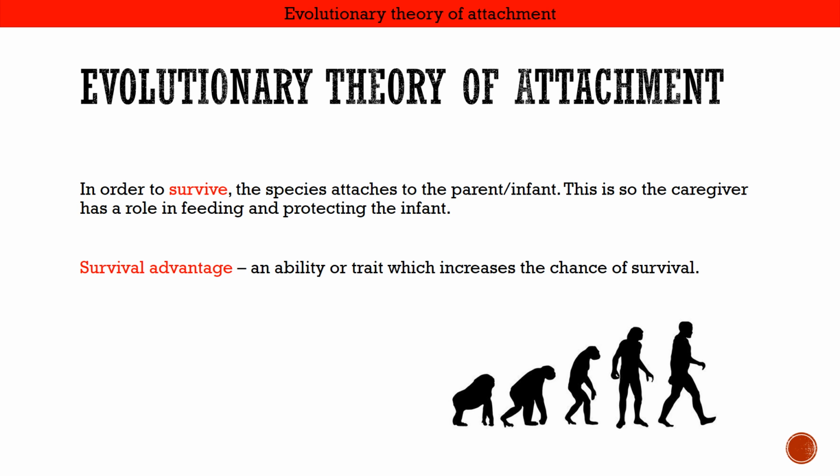As you can imagine, if the infant didn't have anyone protecting and feeding them, there's a very high chance that that infant would die very quickly, especially when we're thinking back to the times of the EEA, the environment of evolutionary adaptedness. There would be predators, it would be cold, they wouldn't have buildings to live in, so the attachment behaviour would give them a huge survival advantage in comparison to no attachment behaviour.